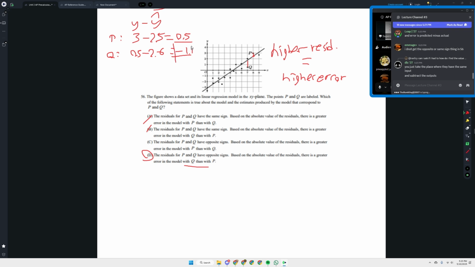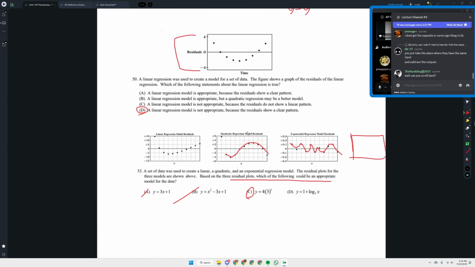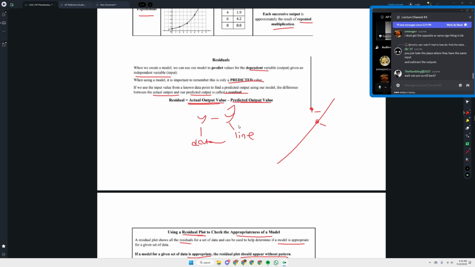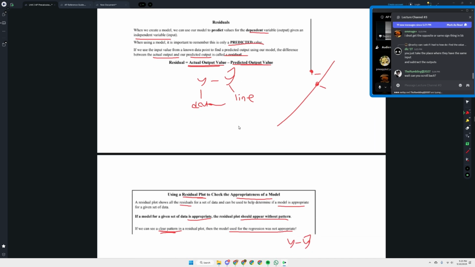And you would take the absolute value, as it says the absolute value of the residuals. Yep, sure. Scroll back to the previous question. It's actual minus predicted. Yep. Oh, okay.